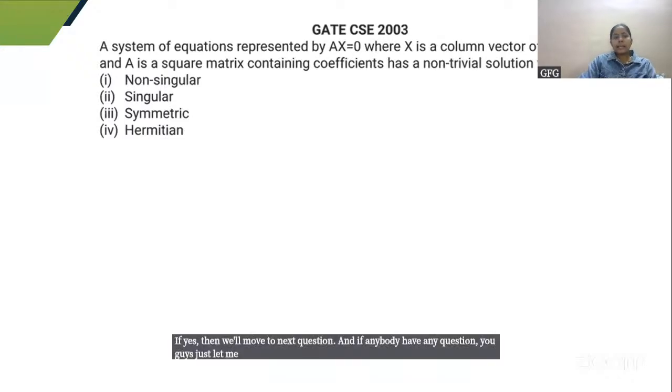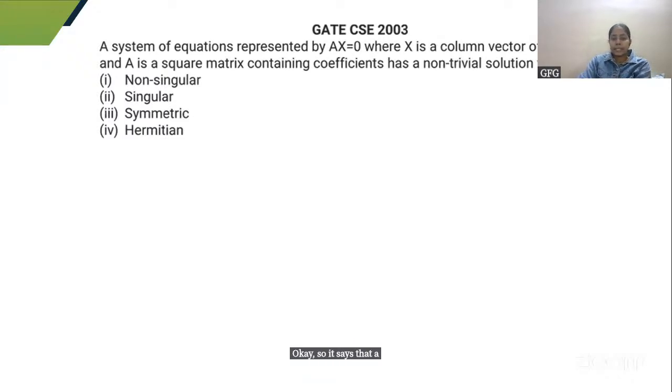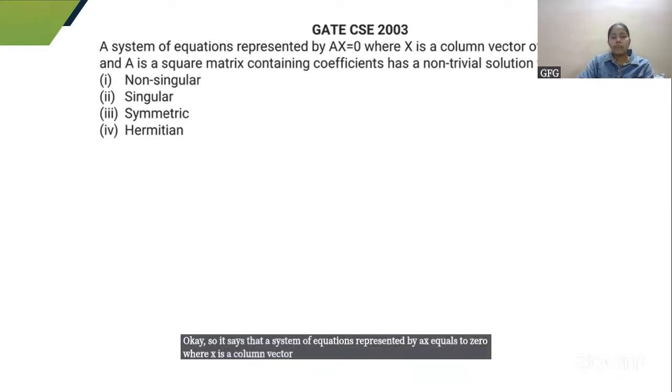Okay, so it says that a system of equations represented by Ax equals 0, where x is a column vector of unknowns and A is a square matrix containing coefficients, has a non-trivial solution when the matrix A is.